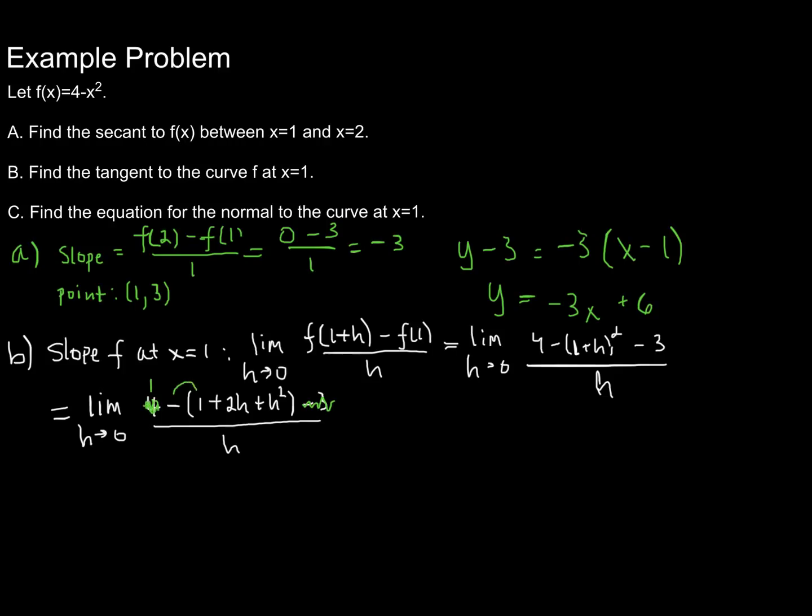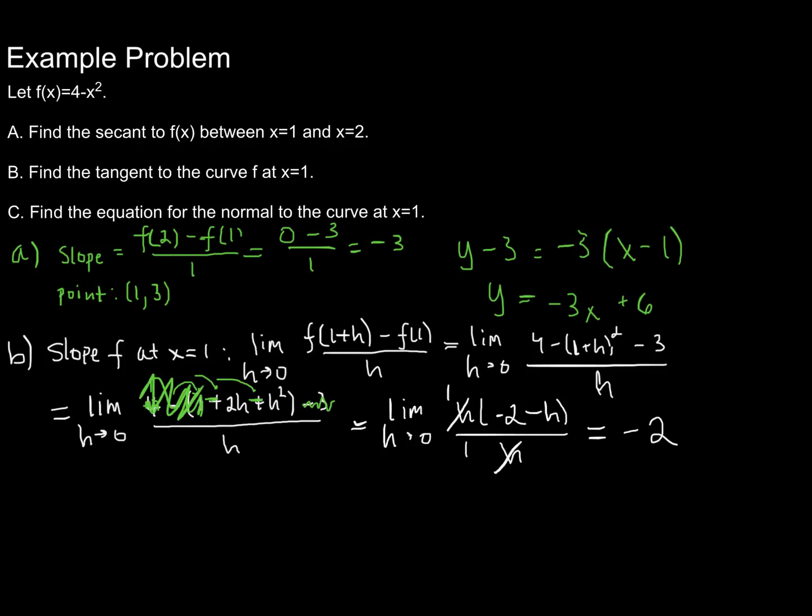And notice that when I distribute this negative in here, I'm going to get a negative 1. So I'm going to be left with negative 2h minus h squared over h. And so now I can factor out my h. So I have the limit as h approaches 0 of h times negative 2 minus h, divided by h. H over h is 1. Since I'm taking the limit, it doesn't matter that it's 0 over 0 when h is 0. And so now I just have to plug in 0, and I'm going to get negative 2 minus 0, or in other words, a slope of negative 2. So the slope is negative 2.